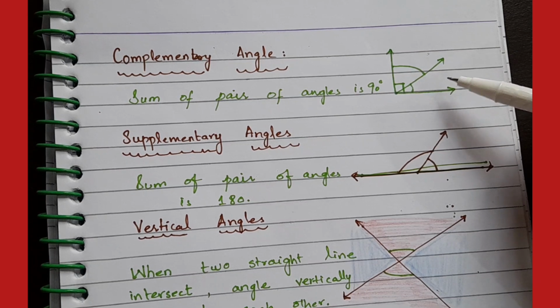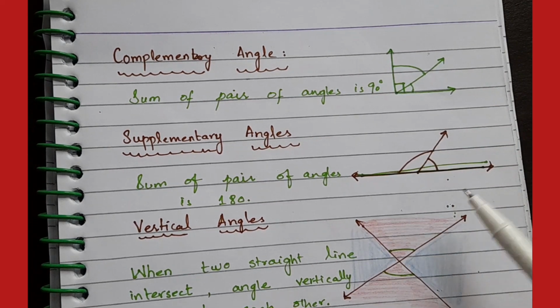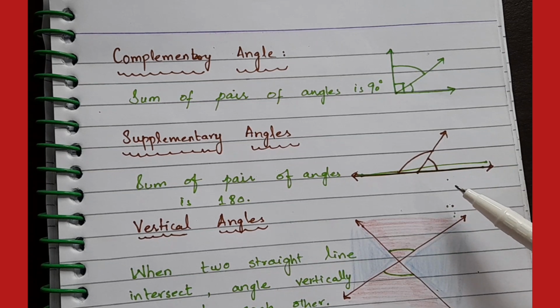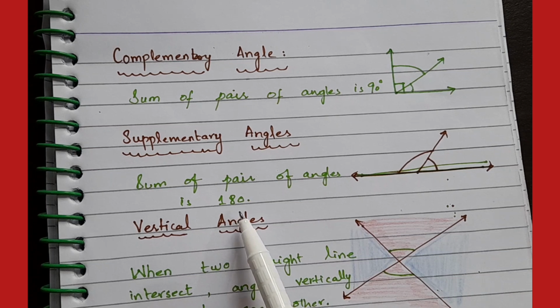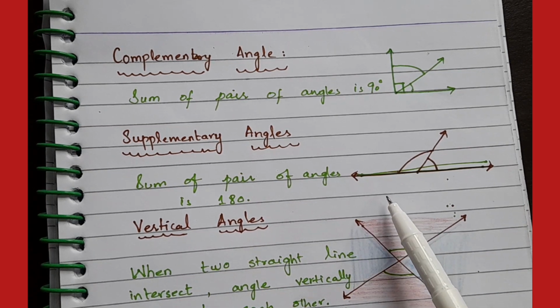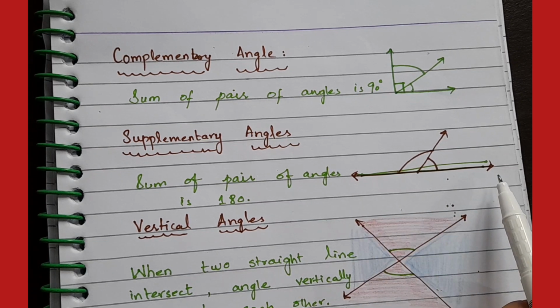And similarly, when we have a pair of angles, if the sum is 180 degrees, they are called supplementary angles. Supplementary angles usually make a straight line, because 180 degrees is the angle of a straight line.